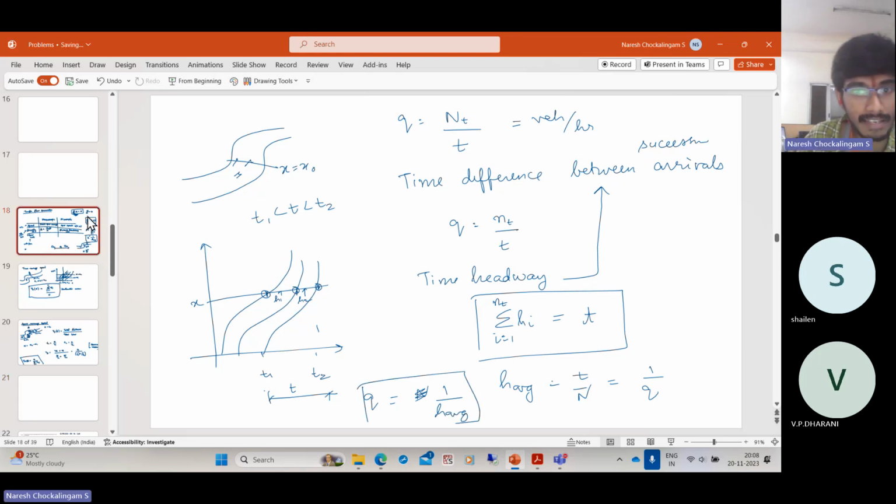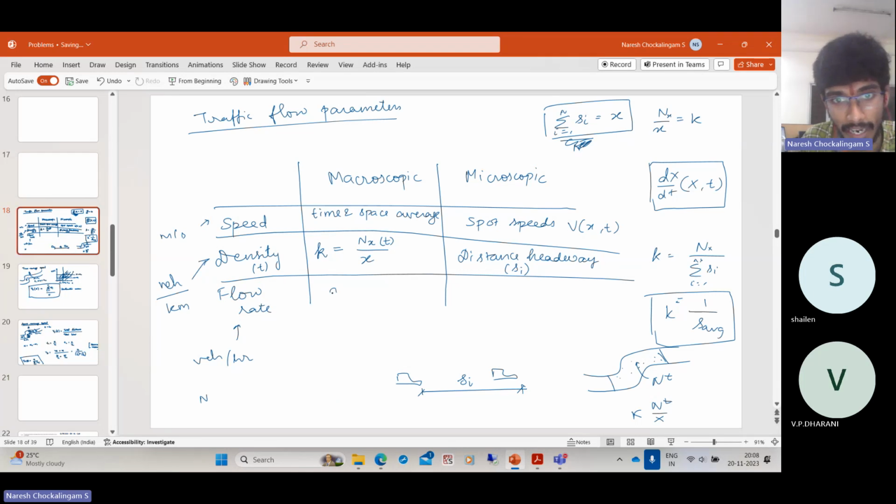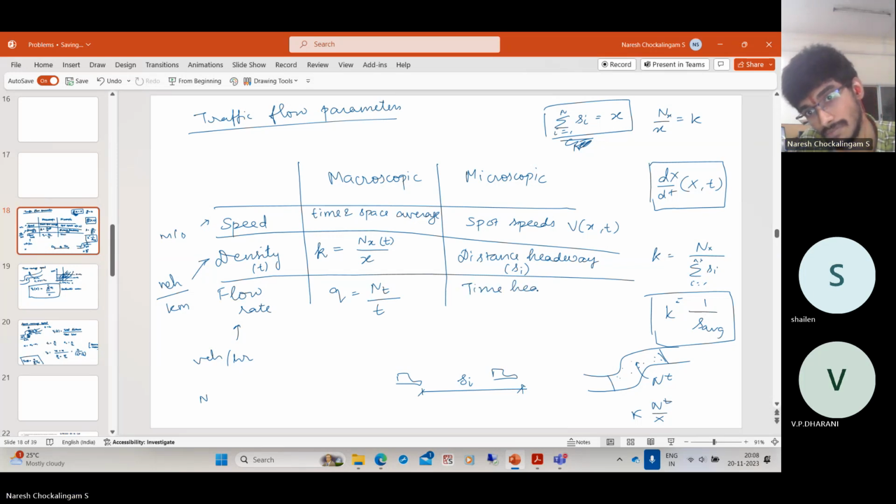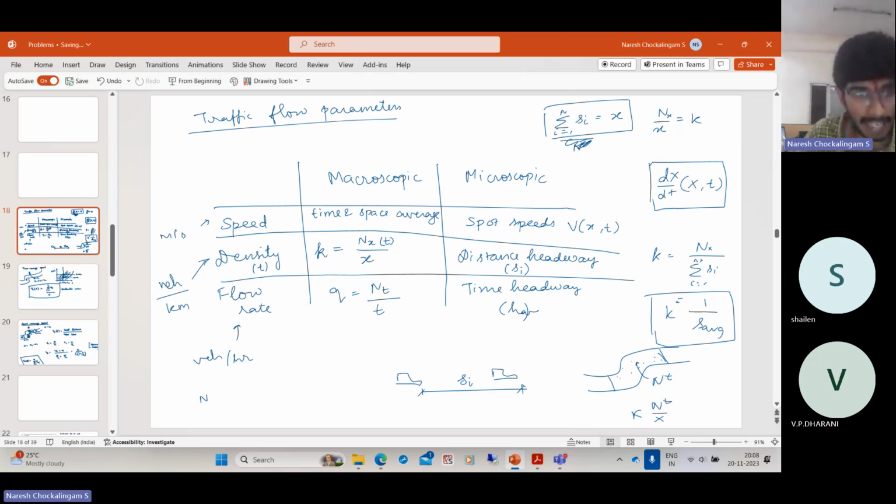So let us see what the other parameters are. One is the flow rate, which is the number of vehicles in a given time interval divided by the time interval. And it is also related to the time headway, if we denote it as h. So these two are reciprocal relations. This summarizes all the fundamental relationships.